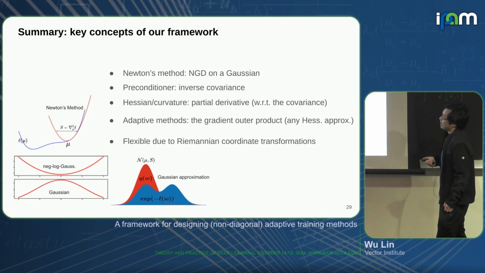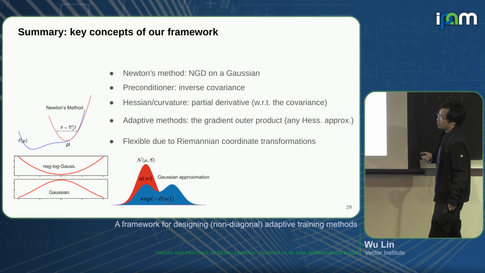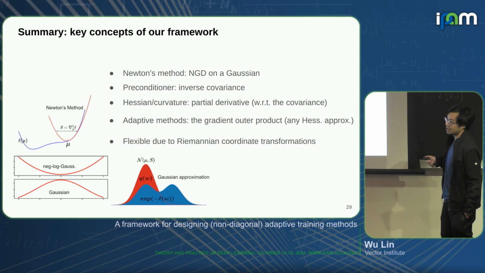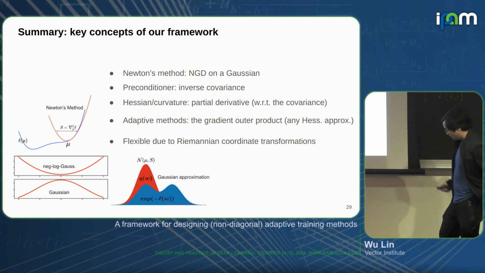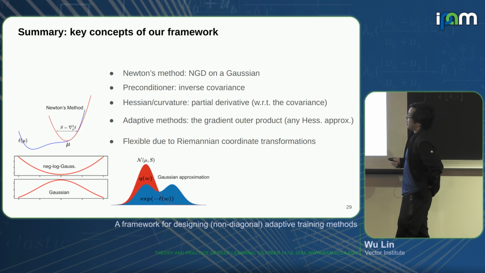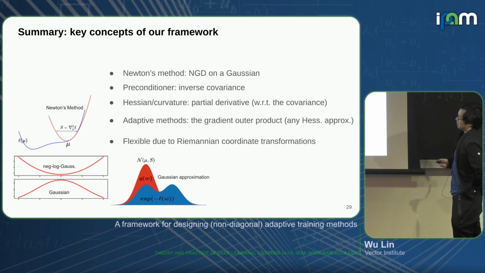We can use this connection to design adaptive methods by simply replacing the Hessian with the gradient outer product. In fact, you can use more curvature approximations. You don't need to just use the gradient outer product, because in our case we just treat it as a partial derivative. And it's flexible because now we can reparameterize the preconditioner as an inverse covariance. This is because of Riemannian coordinate transformations.